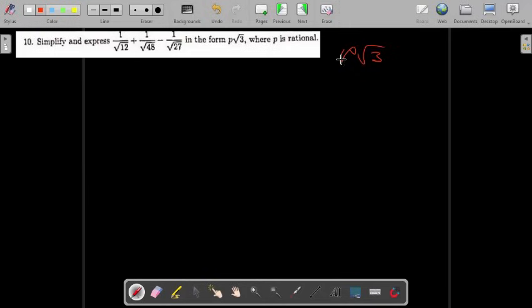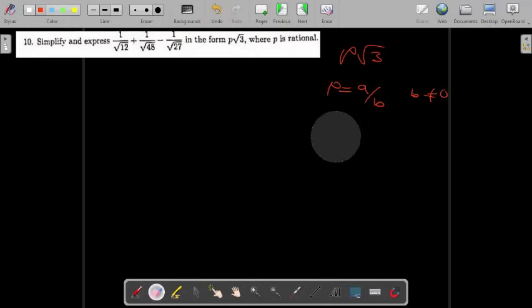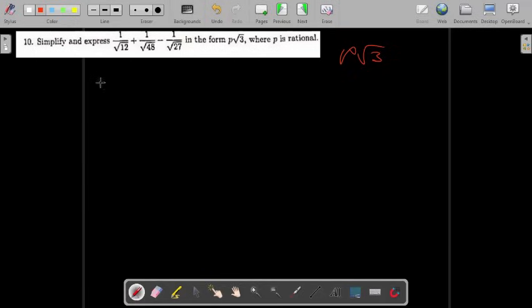It just means that p being a rational number means it must be expressed in the form a over b, where b is not equal to what? To 0. So you have to get into this form here. And as we are going to get to that form, we have this expression here.